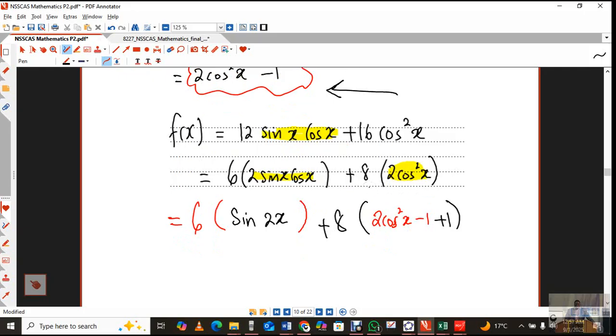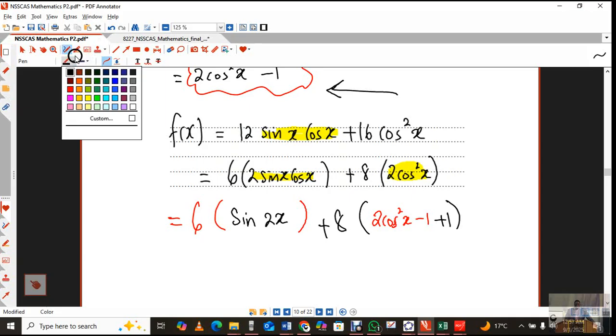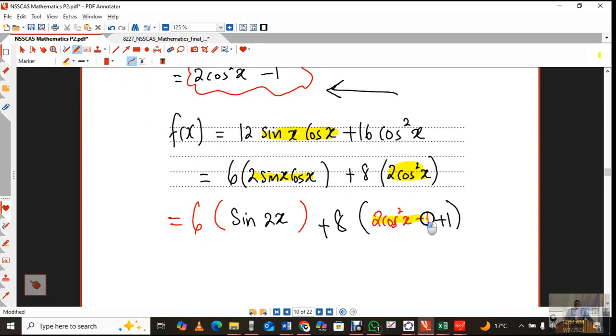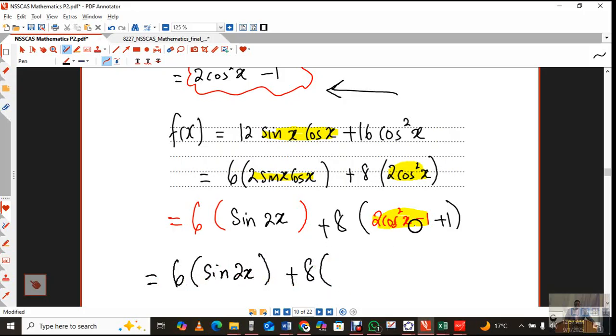So what did I do that for? You see the part that I have in red. I'm going to replace that by the double angle. So let's just start. It's 6 sine 2x plus 8 in bracket. This part here will now be replaced by, you guessed it right, cos 2x plus 1. There you go.